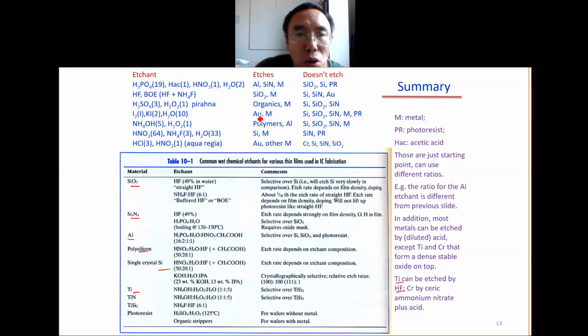For other materials like gold, gold can be etched away by iodine solution. Gold can also be etched away by a mixture of 3 parts hydrochloric acid and 1 part nitric acid. This is called aqua regia. Many metals can be etched away by acid, but titanium and chrome cannot be etched by acid. Titanium can be etched by HF or by this solution here. Chrome can be etched by ferric ammonium nitrate plus acid.